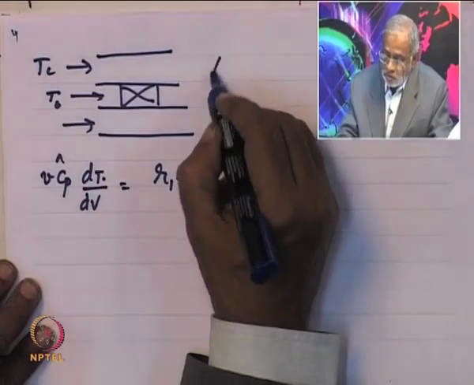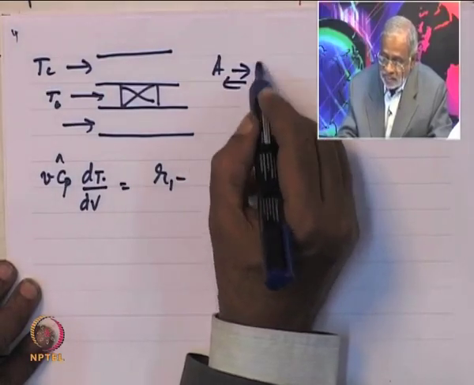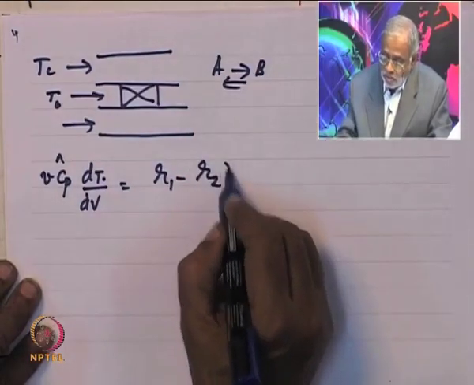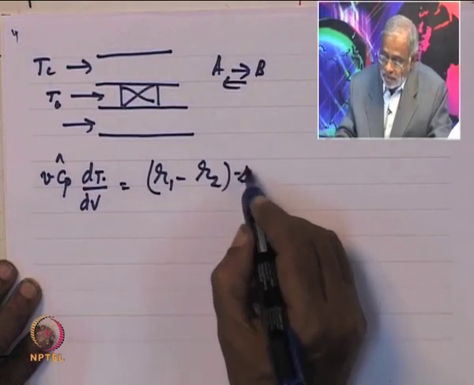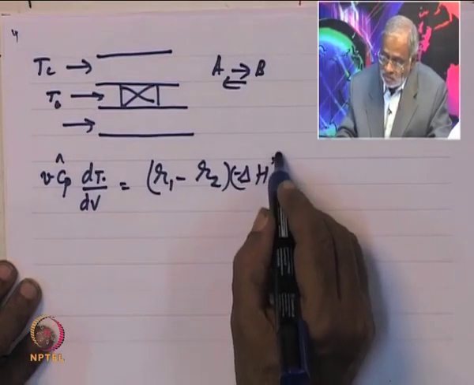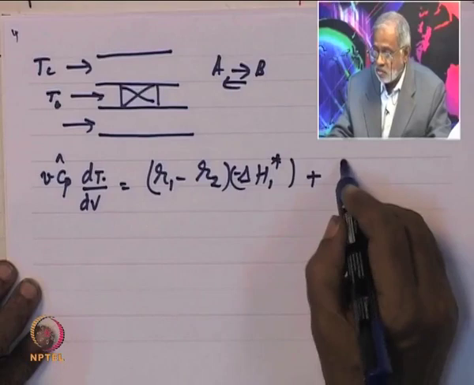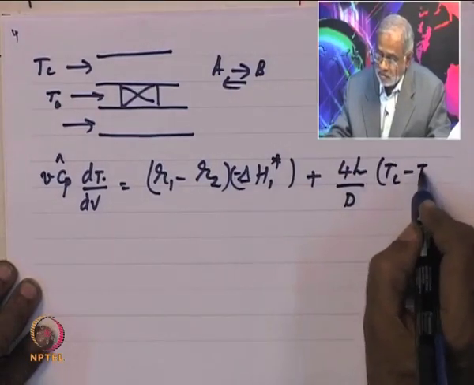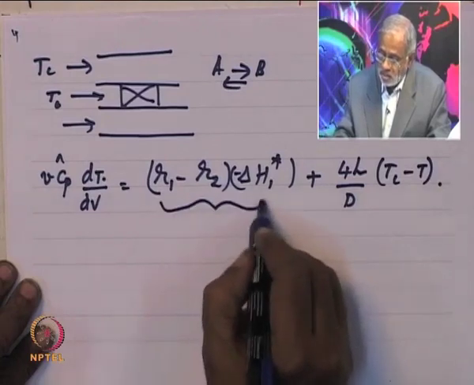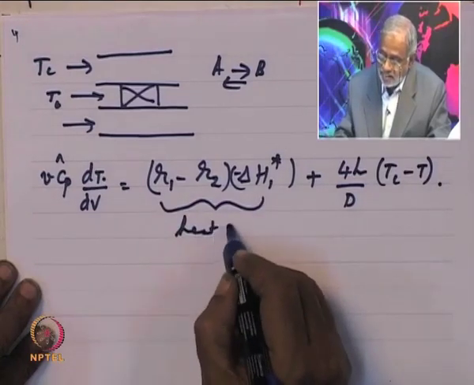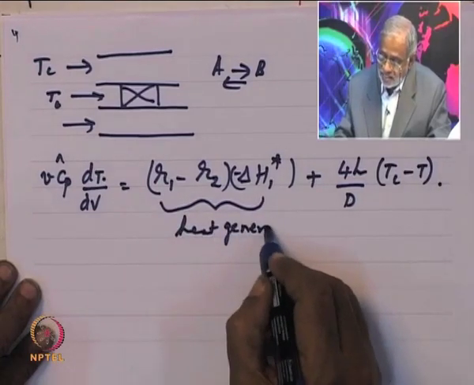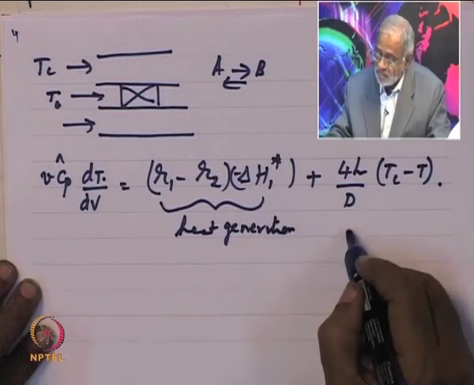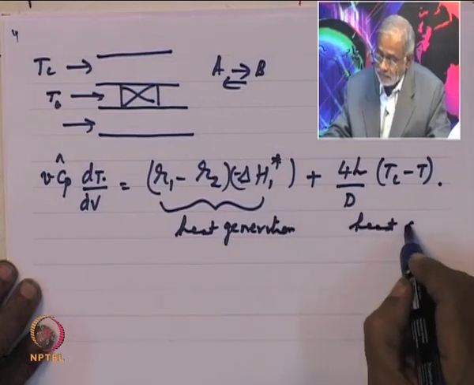All right. Now, we have written the energy balance before, which looks like this. If there is A going to B, if this is the reaction, I am just writing it as R1 minus R2 times minus delta H1 star. Then this is 4H by D multiplied by Tc minus T. So, this is heat generation, and this is heat addition.